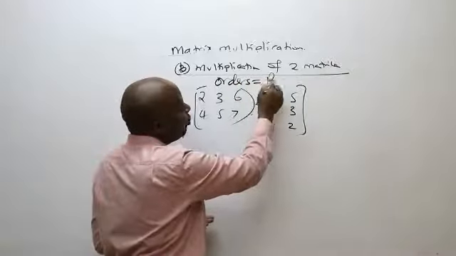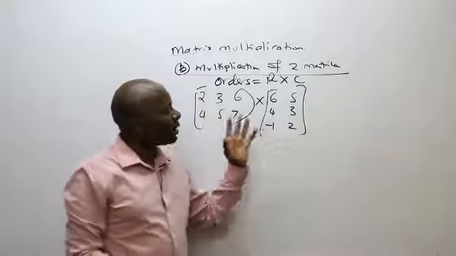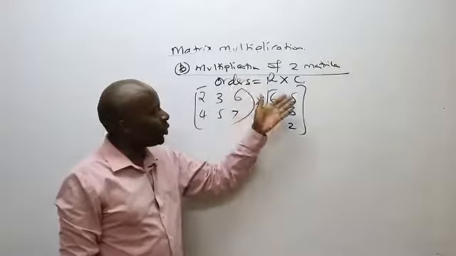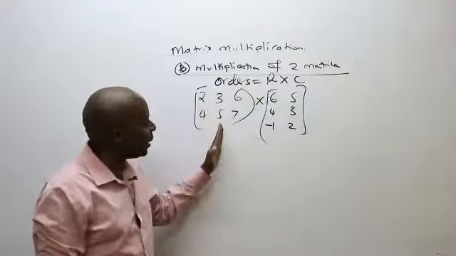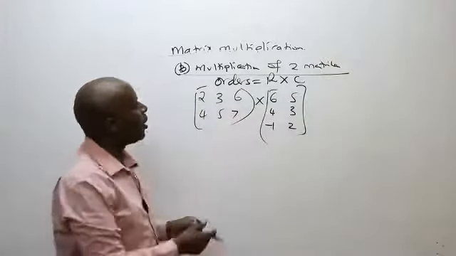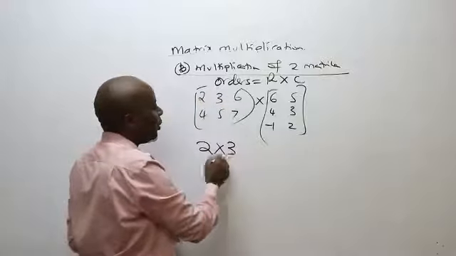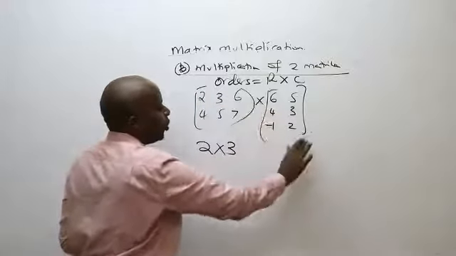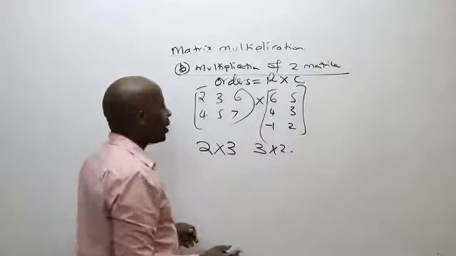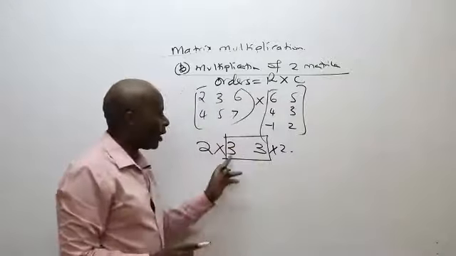Orders, we normally talk of Roman Catholic: R for rows, C for columns. Columns are normally vertical, so the others are rows. We have how many rows here? We have 2 rows by 3 columns. Here we have 3 rows with 2 columns. So these 2 matrices are compatible because those 2 inner values are the same.